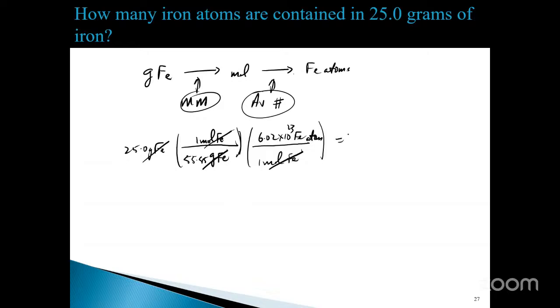So 25 divided by 55.85 times 6.02 times 10 to the 23. According to my calculation, when rounded off to 3 sig figs, that will be 2.69. And folks, please correct me if I'm wrong. Make sure you do the calculations along with me, so that if I make a mistake, you can point that out. But according to what I got here, the answer is 2.69 times 10 to the 23 iron atoms. And that's basically how that is done.